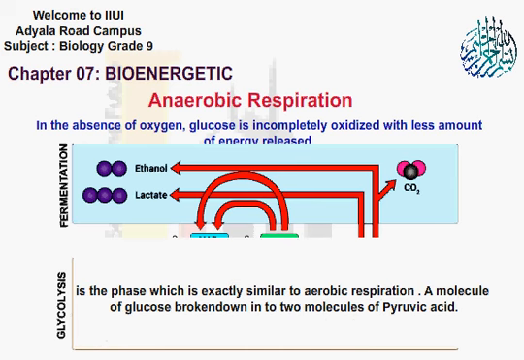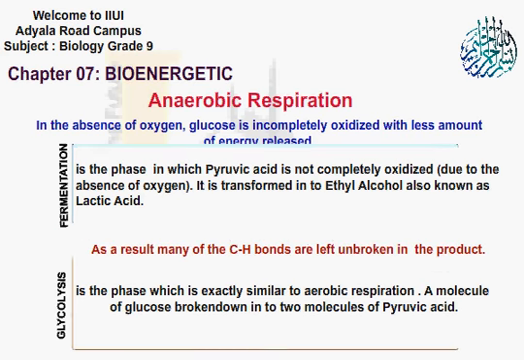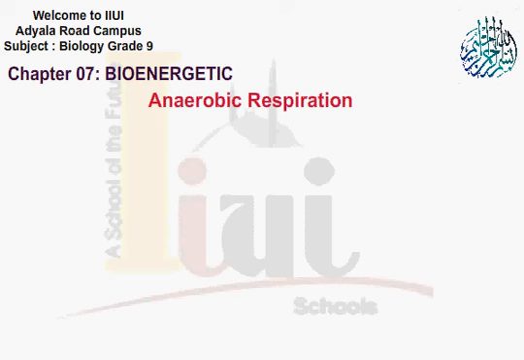The diagram on the screen shows that in the glycolysis phase, which is exactly similar to aerobic respiration, a molecule of glucose is broken down into two molecules of pyruvic acid. In the second phase, pyruvic acid is not completely oxidized due to the absence of oxygen. It is transformed into ethyl alcohol, also known as lactic acid. As a result, many of the carbon-hydrogen bonds are left unbroken in the product.